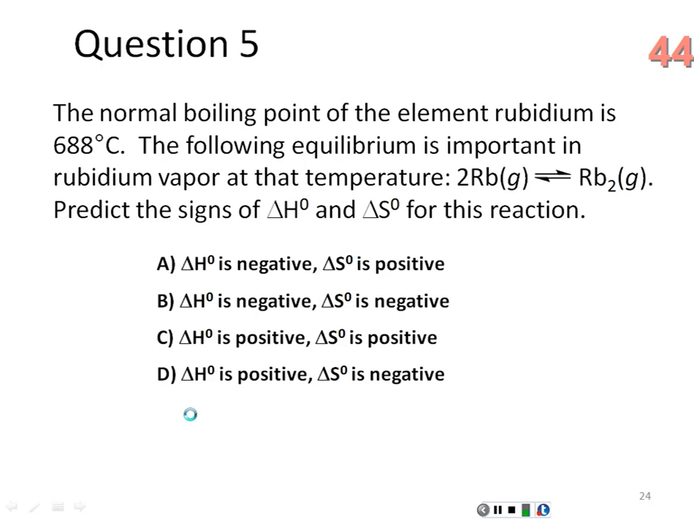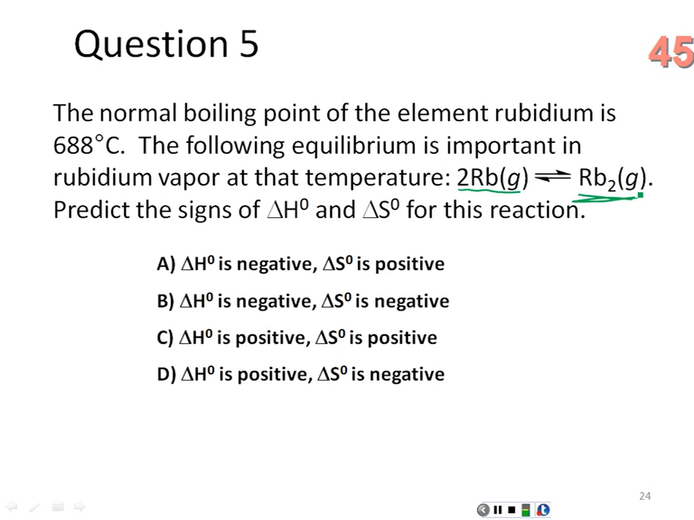Okay, let's move on to question 5. The normal boiling point for the element rubidium is 688 degrees Celsius. And the following equilibrium is important in rubidium vapor at that temperature. So we have this equilibrium here: 2 rubidium atoms in the gas phase are in equilibrium with a Rb2 molecule in the gas phase. Predict the signs of delta H and delta S for this reaction.